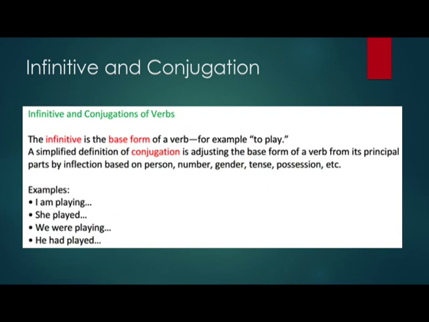The tense, is it simple past tense? Is it future tense? Is it present tense? And possession all determine how a verb form has to change based on those circumstances. So the examples here, I am playing, she played, we were playing, he had played, are all different variations of the verb to play, depending on which tense and the person and the number this is based on.